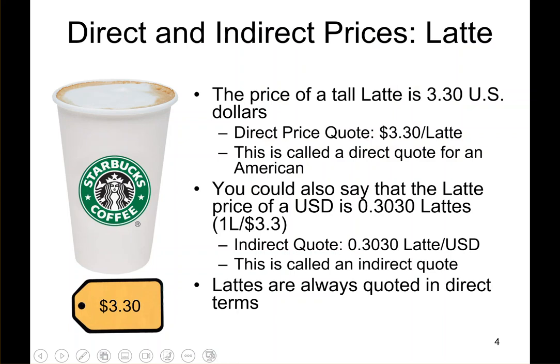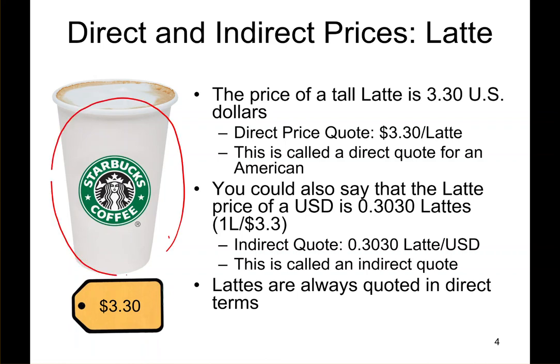So before we talk about foreign exchange prices, let's first of all talk about just commodity prices in general. This is one of my favorite commodities in the world. It's a latte. The price of that short latte is about $3.30 in US. So we say the direct quote for one latte is $3.30 per latte. This is called a direct quote for an American since it's a dollar price.